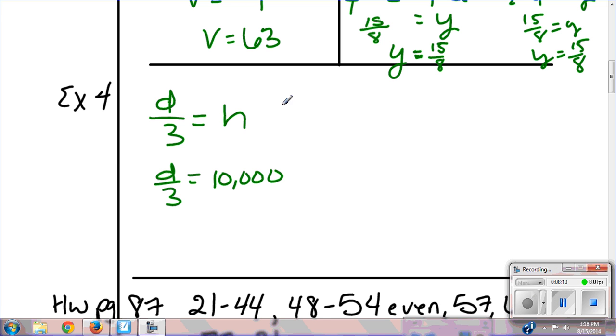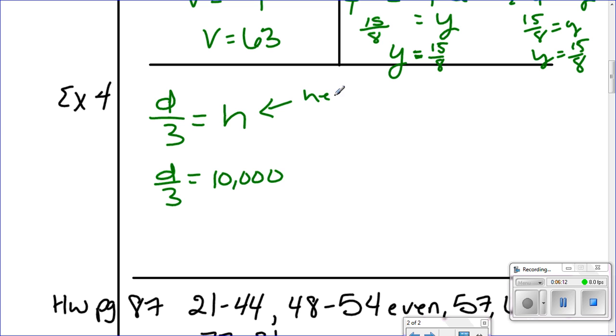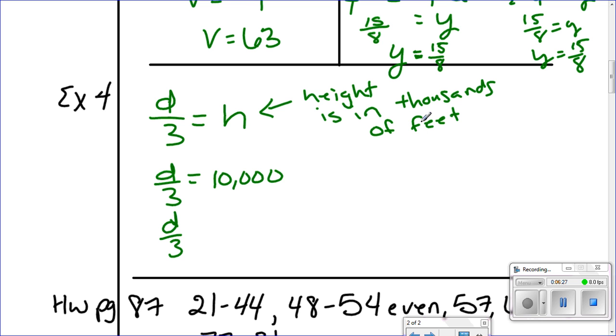We do have to make sure that we remember that height, the h here, is in thousands of feet. So yes, h is 10,000, but we want it to be in thousands of feet. So we're going to have d over 3. What they're saying here is that they have taken into account the thousands of feet, and they have moved essentially our decimal over so that we can say 10 thousands of feet. Okay. So we have d over 3 is equal to 10.